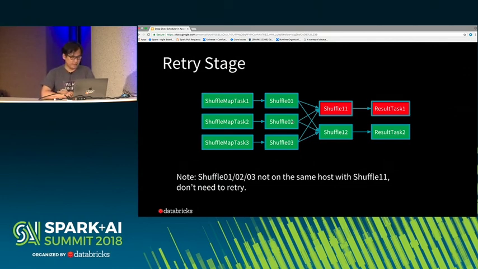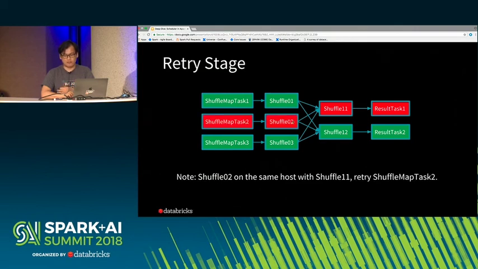Actually, for this example, result task 1 is trying to fetch shuffle 1-1, and it hit a fetch failure. And in this case, other shuffles, I mean shuffle 0-1, shuffle 0-2, and shuffle 0-3, are not on the same host with shuffle 1-1. So we just retry result task 1 to finish the stage retry.